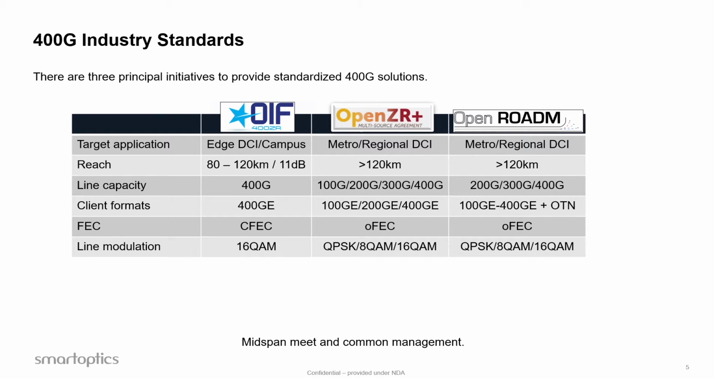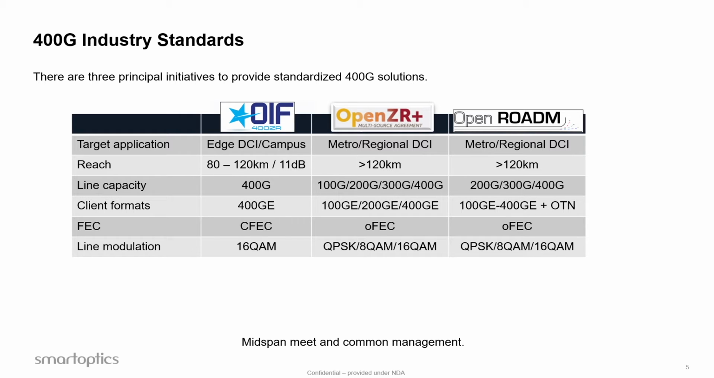And it uses CFEC as the forward error correction on the line side and has a line modulation of 16 QAM. This is a relevant technology, very relevant technology for data center interconnect, where you plug the optics directly into a 400 gig switch router port.